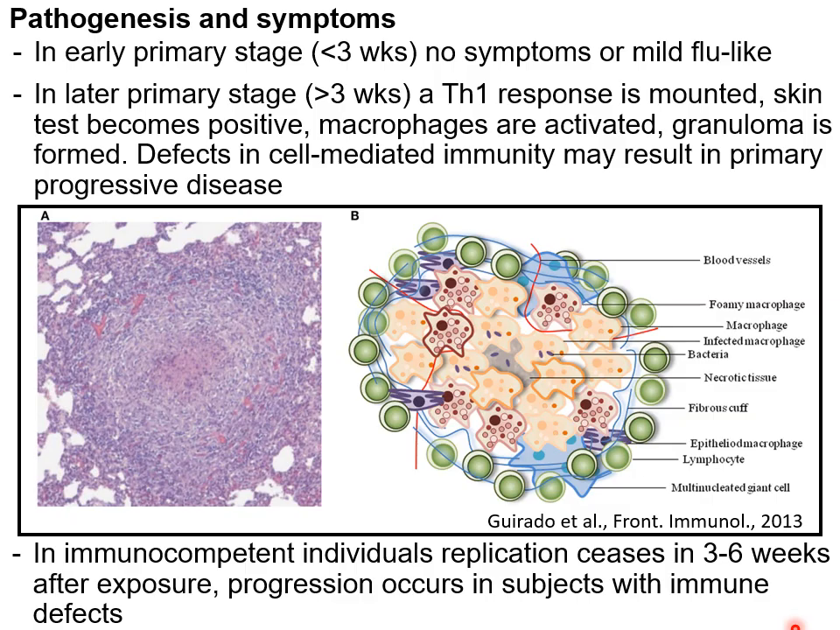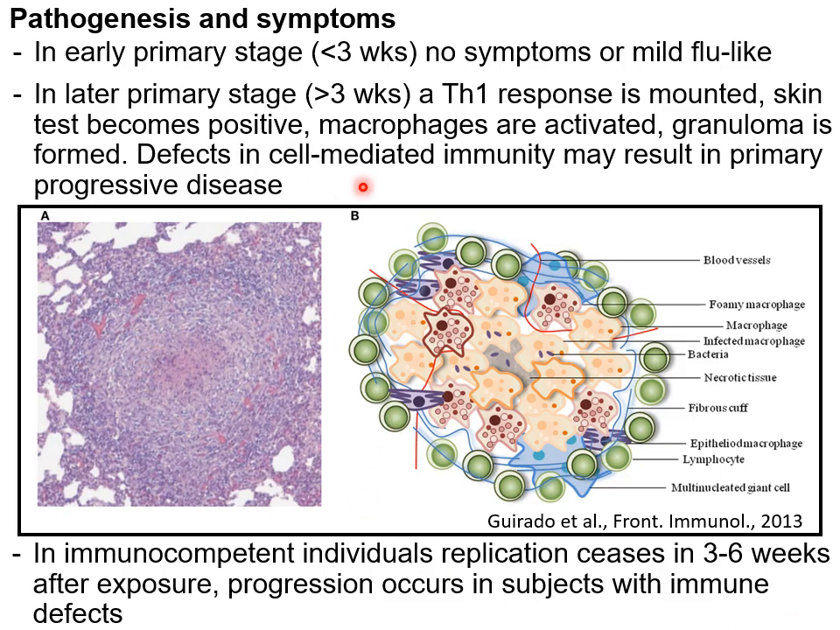In the first 3 weeks after infection, we have no symptoms, or alternatively, you might have some mild flu-like symptoms which are very generalized. Later on, you mount an immune response, which should be a Th1 response to contain this type of infection. And so the macrophages become activated and the granuloma is formed. This is what the granuloma looks like under the microscope.